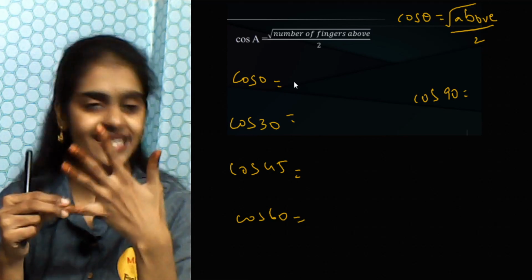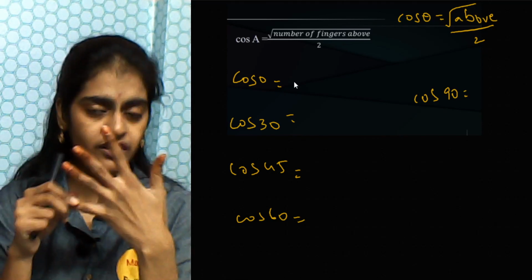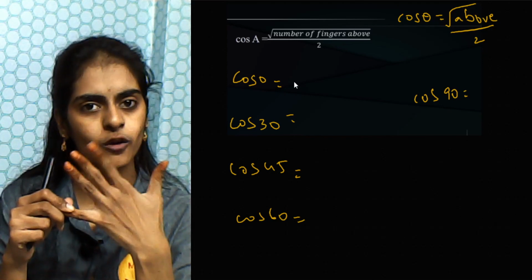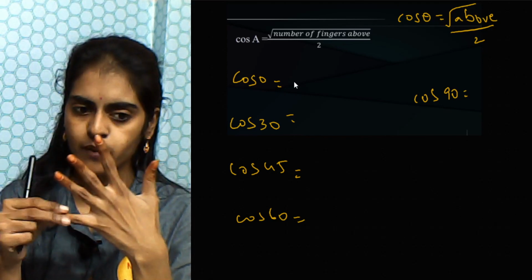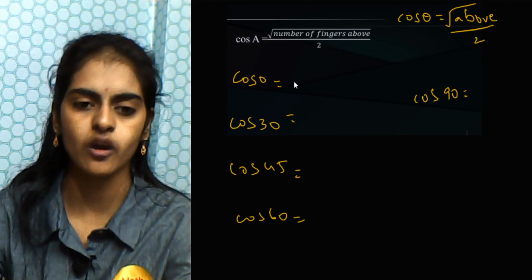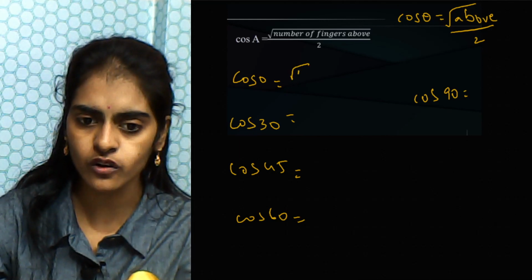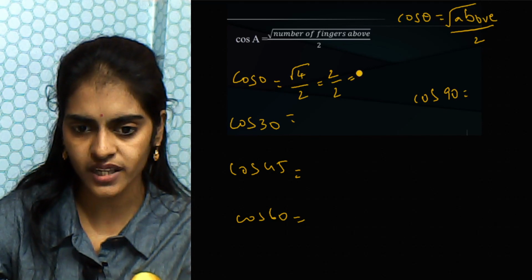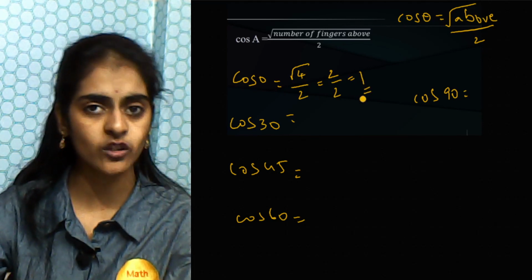So this is 0. You want cos 0. For cos you will count the above fingers. How many fingers are above this 0? You find 4 fingers are above this 0. So what is the formula now? It is under root 4 by 2. Root 4 is 2, so 2 by 2 is 1. So cos 0 is 1.